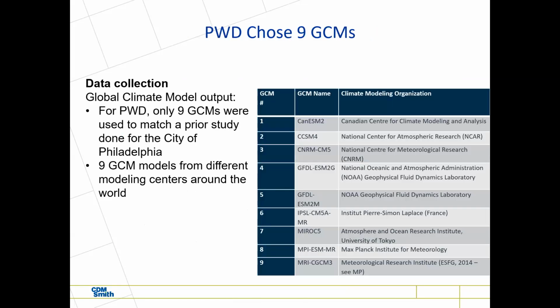In fact, in Philly, we did not do that, and that was for a more prosaic reason. There had been an earlier study by the Office of Sustainability, and they had selected 9 global climate models for doing their analysis, and the Philadelphia Water Department wanted to continue or at least match what had been done elsewhere in the city, so we used the exact same 9 models. We did take a look at whether those 9 models would give comparable results to what we would have gotten if we had used all 32, and we found that they did. So we were kind of happy with the 9. We didn't foresee any real problems with that.